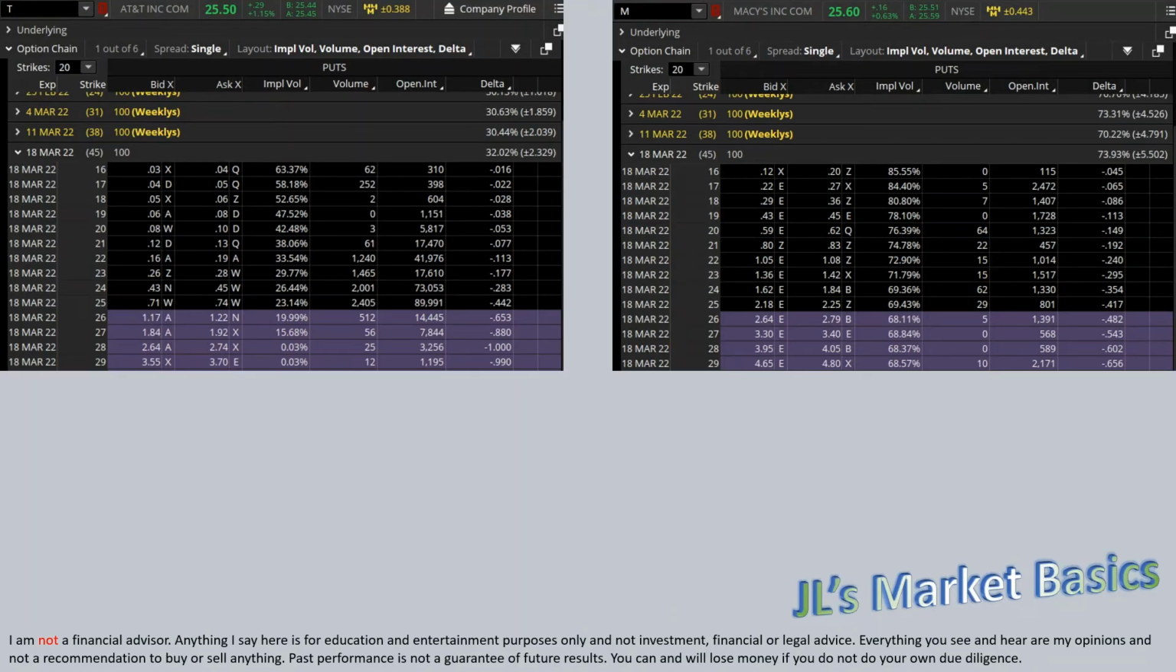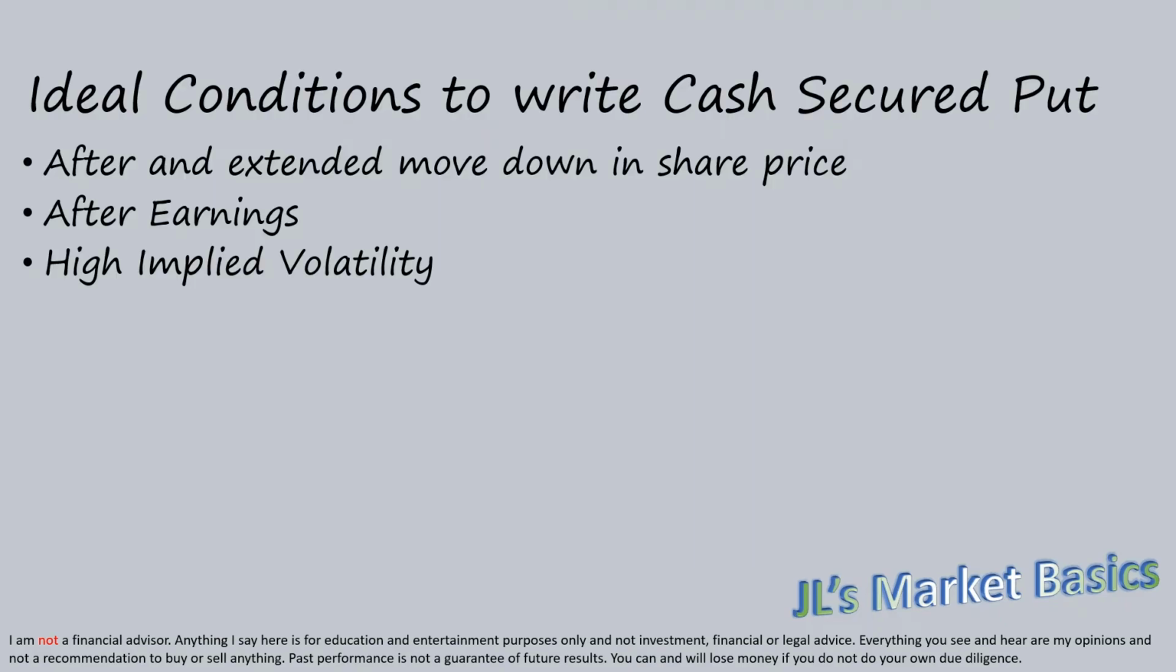Here you can see AT&T on the left and Macy's on the right. They are both trading around the same price, but you can see that Macy's has a higher IV and as a result it has a higher premium for the first strike that's out of the money.